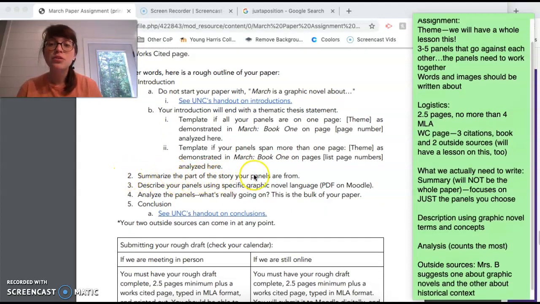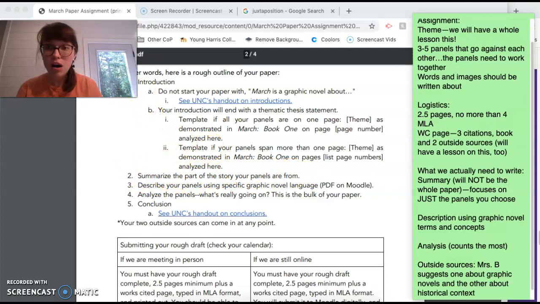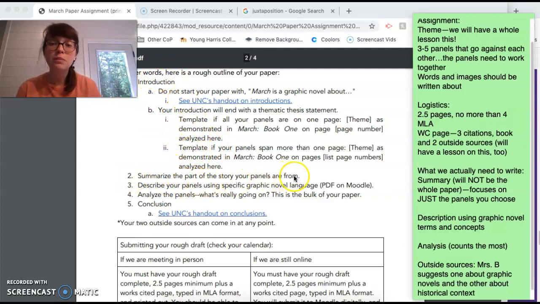Okay, so number 2, this is where your body paragraphs are going to start. So all of this will be just 1 paragraph. Your summary will be probably 1 paragraph, but it depends kind of on where your panels are, what part of the story, a lot of things. So number 2 isn't necessarily just 1, but remember, your paper should focus on a whole lot more than just summary. Number 3, describe your panels using specific graphic novel language.